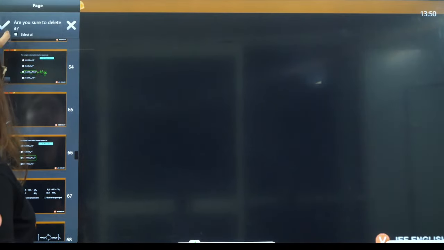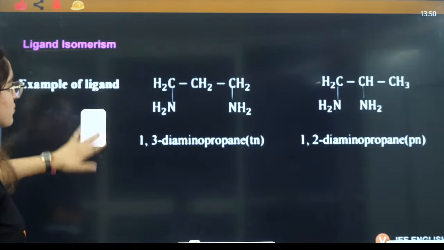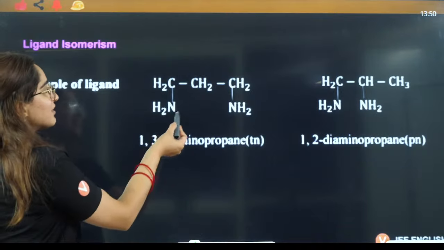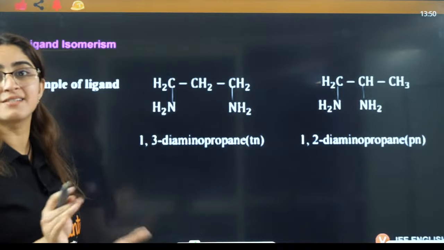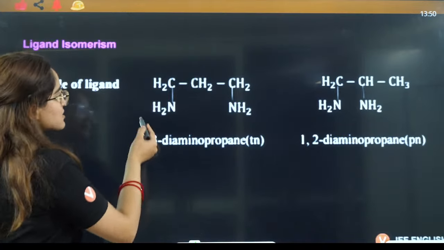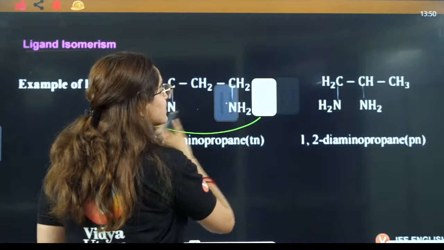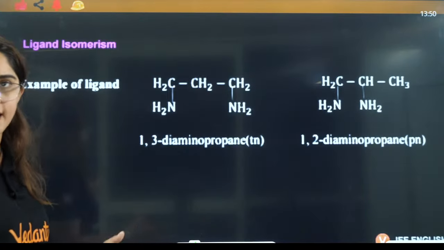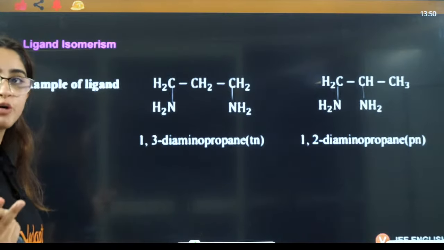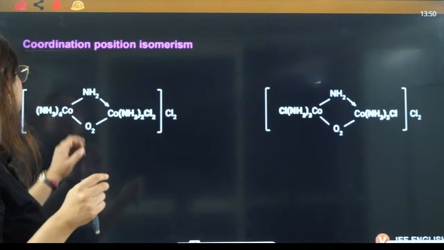Okay. Then if I talk about ligand isomerism, it is when the ligands are isomers of each other. Like this ligand, you can write it this way also, you can write it this way also. When two ligands are there and both the ligands are isomers of each other, that is called ligand isomers.